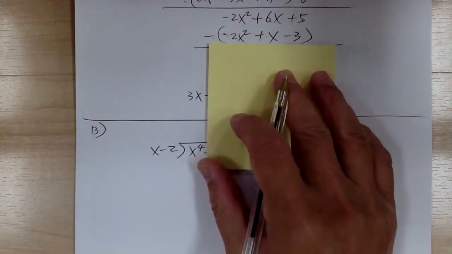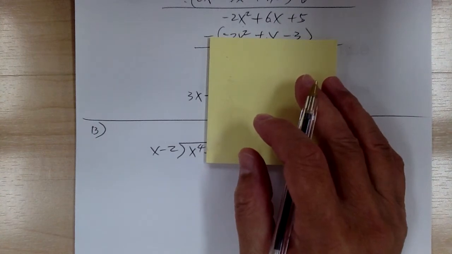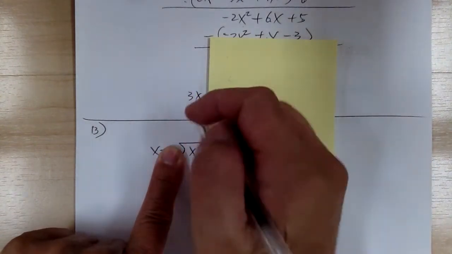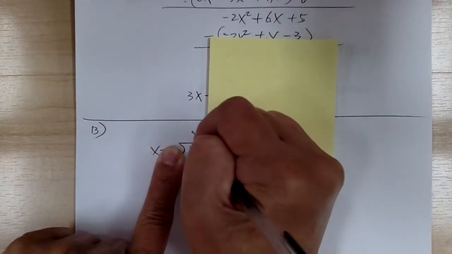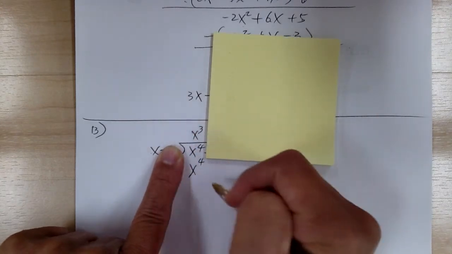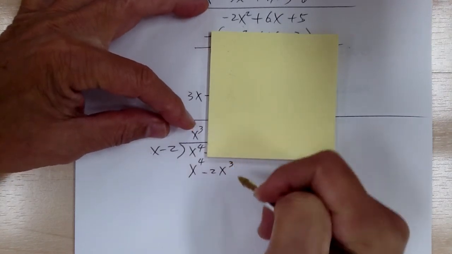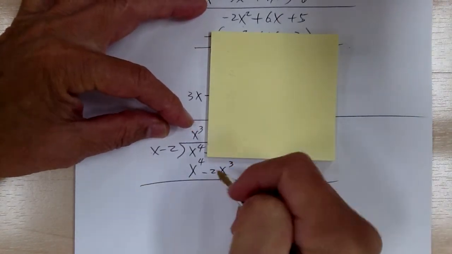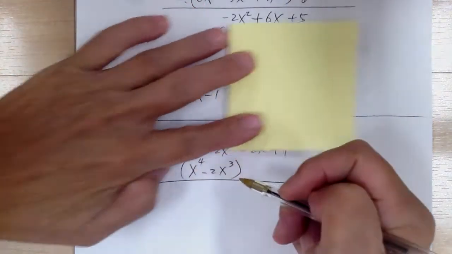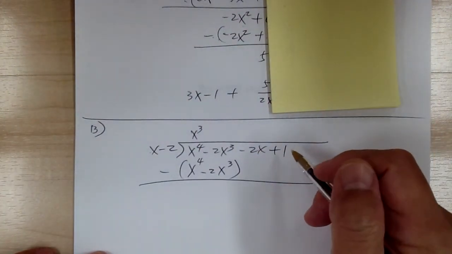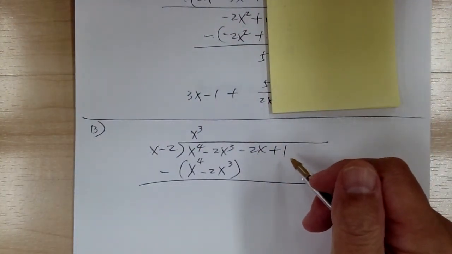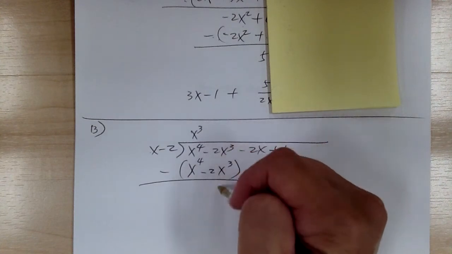Okay, so again, for the first term, look at the leading term only. So you need to have x cubed. x times x cubed gives you x to the 4. Okay, next term would be minus 2x cubed. Okay, draw the line, parentheses, subtract. Okay, so all this cancels out.